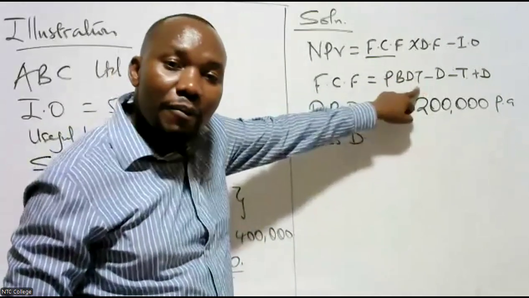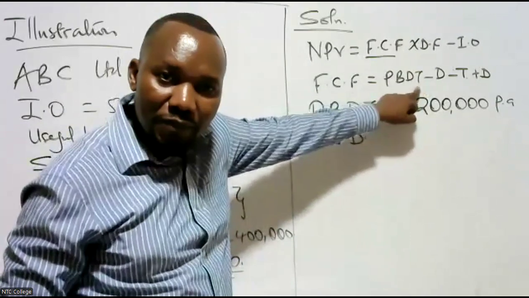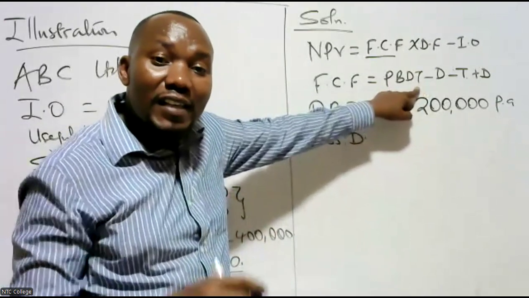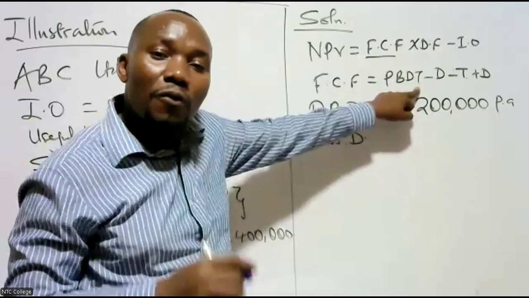We still owe the government some money. So it is not free. It is not free because we have not paid tax. The government told us that tax is 30%. So we need to remove that tax.